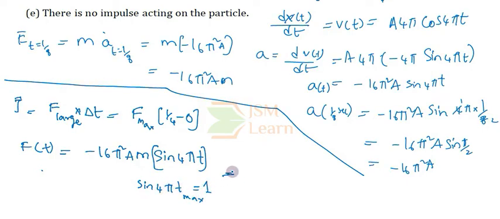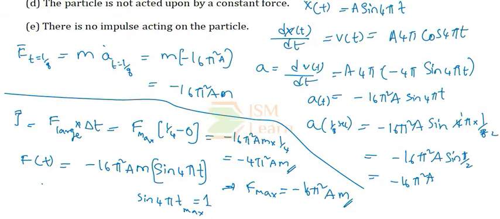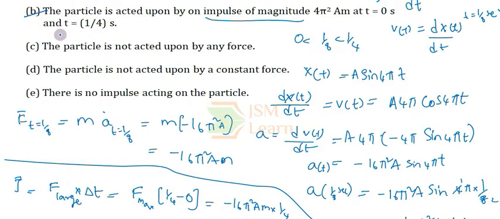So our f maximum will be minus 16 pi square a into m. So I get the impulse as minus 16 pi square a into m multiplied by 1 by 4, which gives minus 4 pi square am. Now it is an impulse, and they are asking us to find the magnitude of the impulse. So when I find the magnitude of this impulse, it is 4 pi square am. So our option B is also true, because they are asking the impulse between 0 to 1 by 4 seconds, that is 4 pi square am.